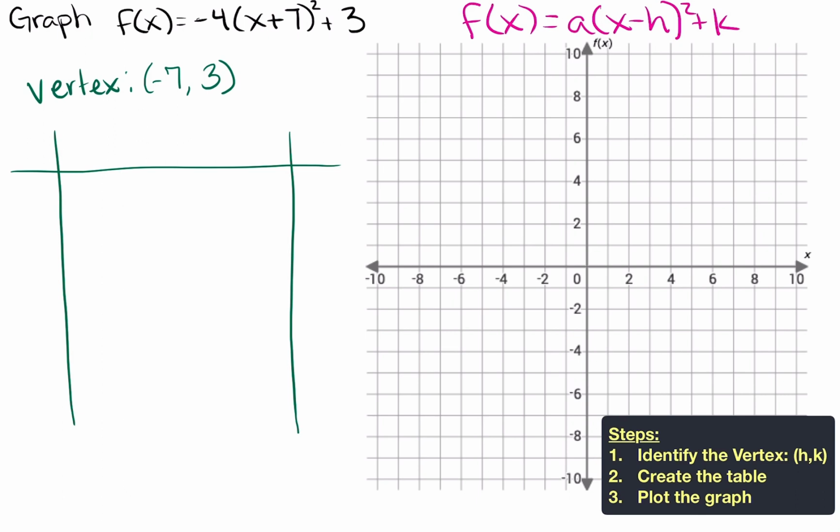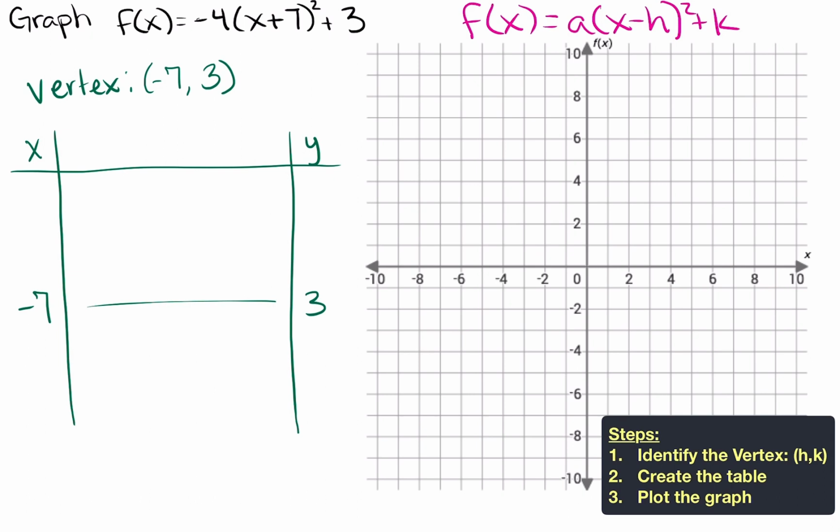Now from there we can move on to step 2, which is to create the table. We get our x and our y on the sides. And right smack in the center of our table, we get the ordered pair -7, 3, because that is our vertex. That's our center point.